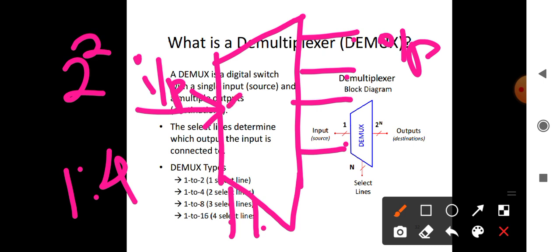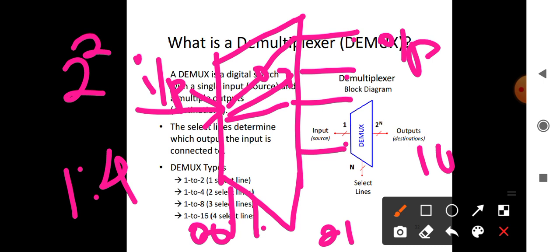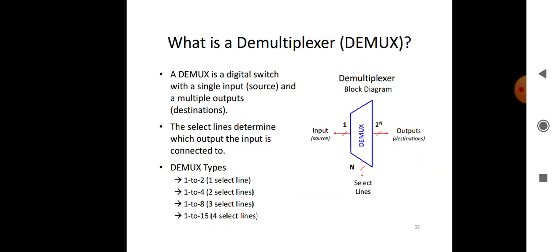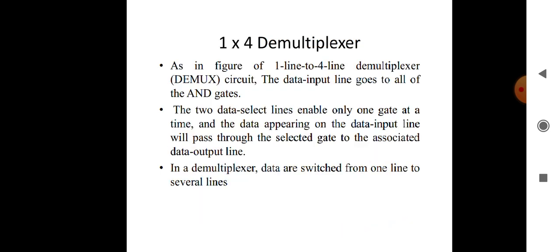Here the selector lines determine which output is connected to the input. If the selector switches determine to connect this one, then it should be 0 0. If it is 0 1, then it will connect to here. If it is 1 0, then it will be connected to here. If it is 1 1, then it will be connected to here. That is I0, I1, I2, I3. So that is the 1 is to 4 demultiplexer.